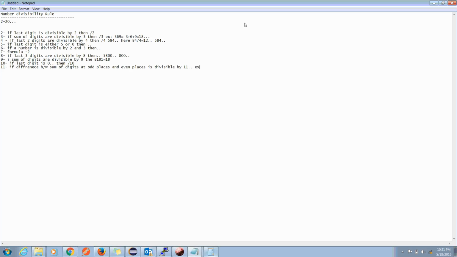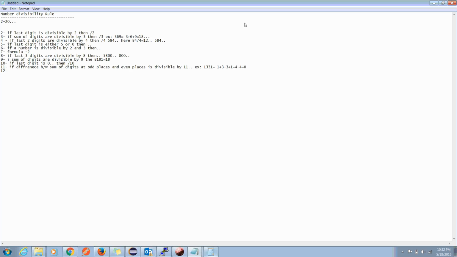Here, for example, 1331. What are the odd places? Odd places: the first digit is 1 and the third digit is 3. Minus the even places: the second digit is 3 plus the fourth digit is 1, equal to 4. 4 minus 4 is equal to 0. 0 is divisible by 11, so 1331 is divisible by 11.